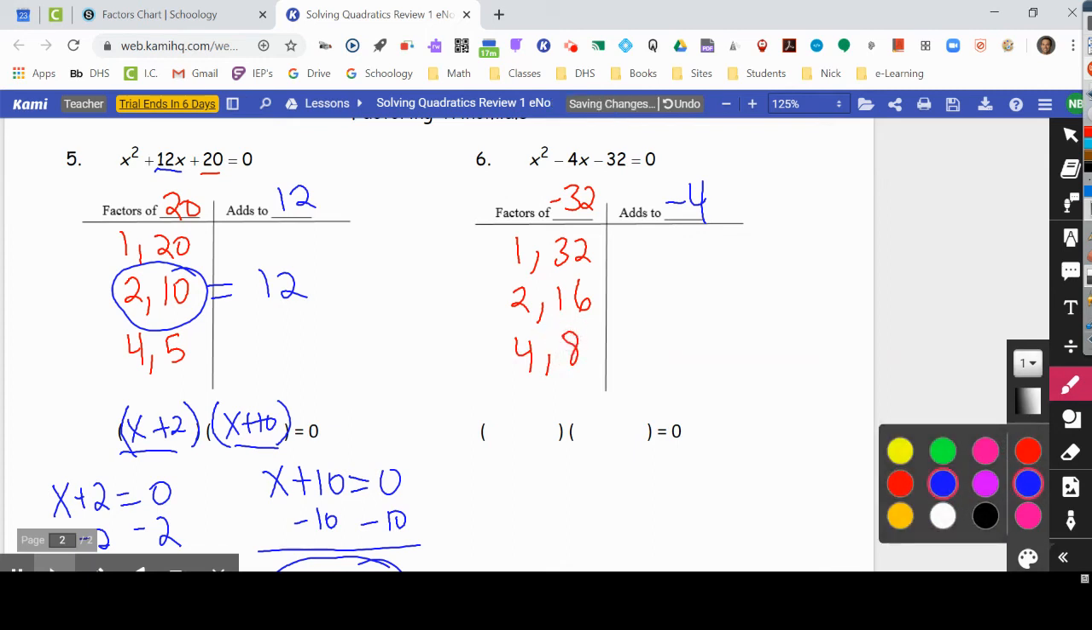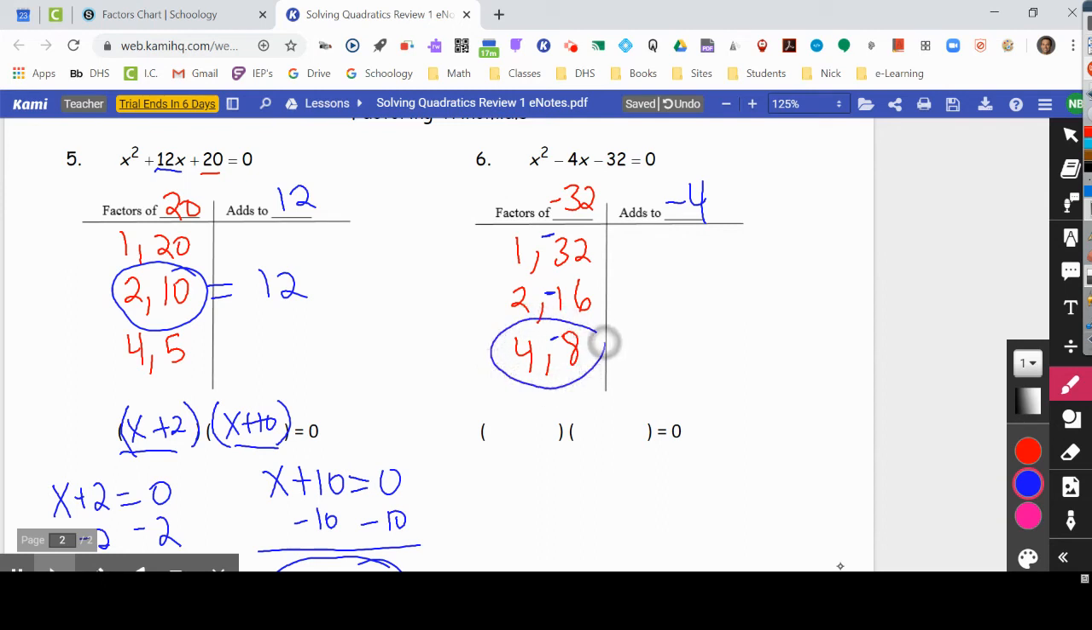Those are my factors, but they need to multiply to a negative 32 and add to a negative 4, right? For these two numbers to multiply to a negative, one of them has to be negative. But if they're going to add to a negative, my bigger number is going to be the negative. So now I can see that 4 and negative 8 is the pair that adds up to my negative 4.